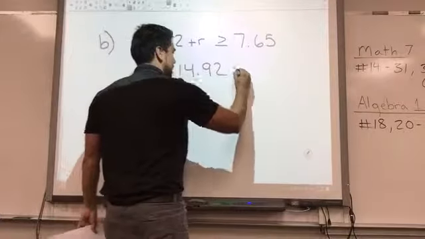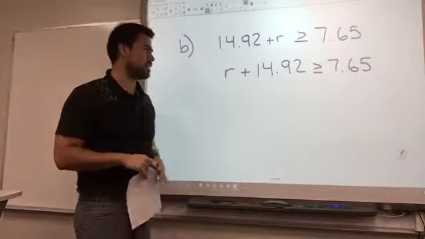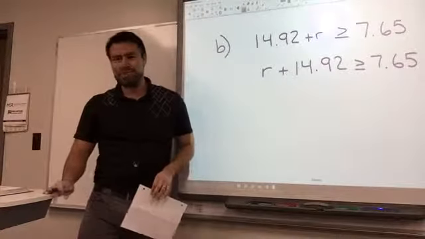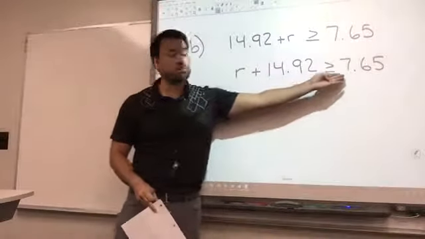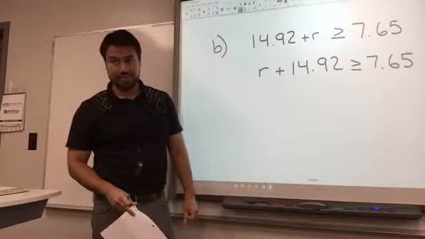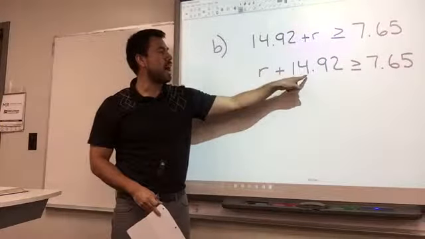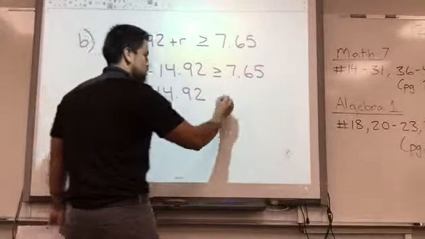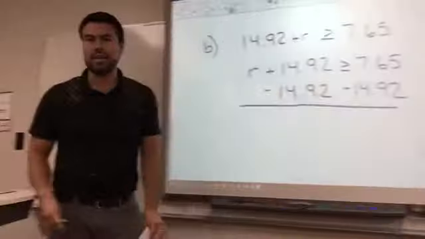Because of which property? Commutative, which says the order of addends does not affect the sum. All right, so what do I do to both sides here? Yes, ma'am. Subtract 14.92. Now, why do I subtract 14.92? Why shouldn't I just subtract 7.65? Because the number closest to the variable you would subtract. Okay, and you look at the variable first. And what's happening to the variable? You're adding 14.92, so you want to undo that. So yeah, we'll subtract 14.92 from both sides. And what do you have to do when you're subtracting decimal numbers? You must align the decimals.